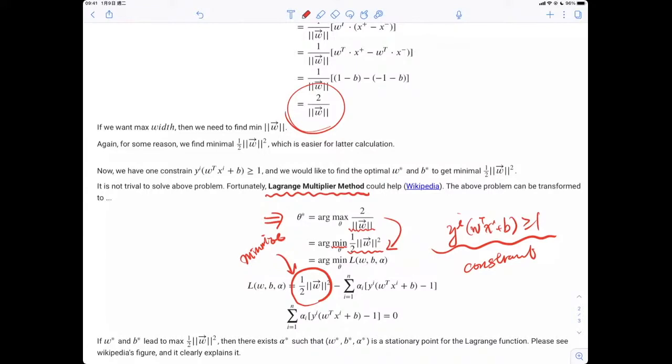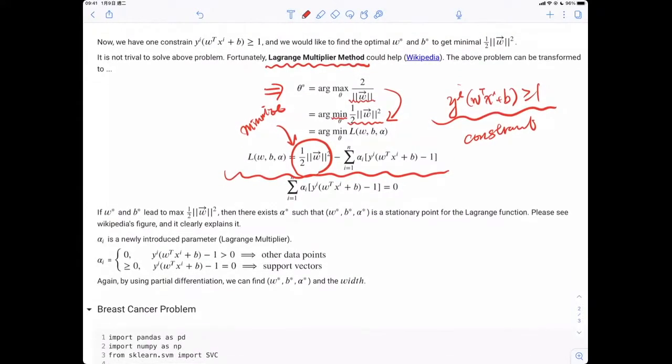We will not go over how the Lagrange multiplier method is derived. You can go to Wikipedia, which has a very clear explanation of how Lagrange handles optimization problems with constraints. The above problem can be transformed into the one below. So actually we try to find this one. So here it is. We can find W star and B star, which are the optimized parameters, with which we can find this line, this support vector line, that leads to the maximum width.